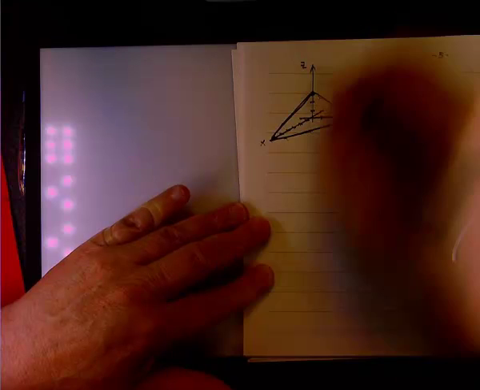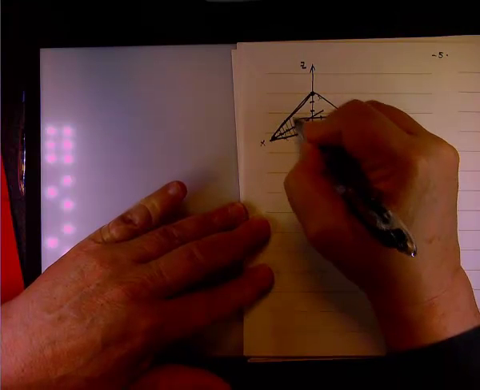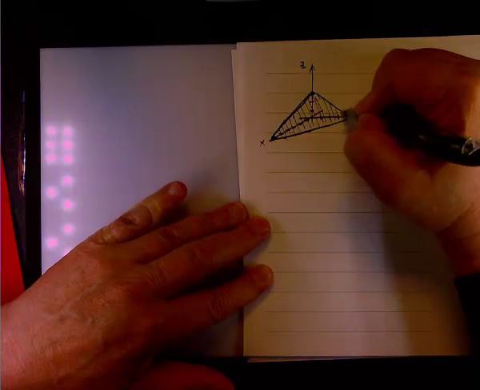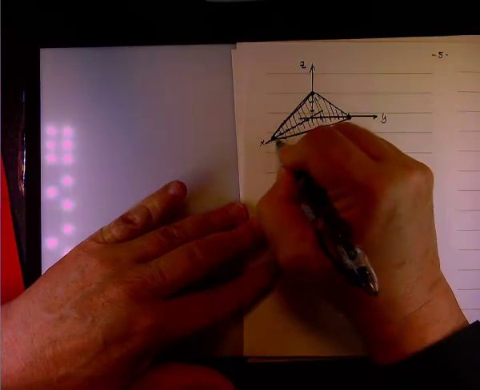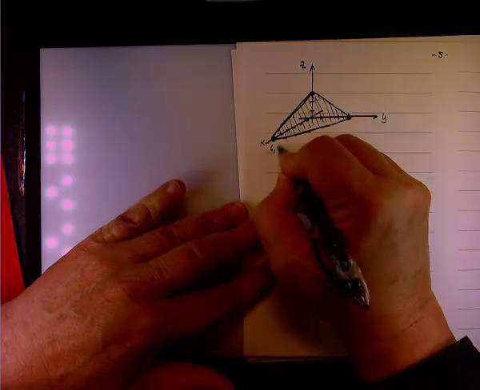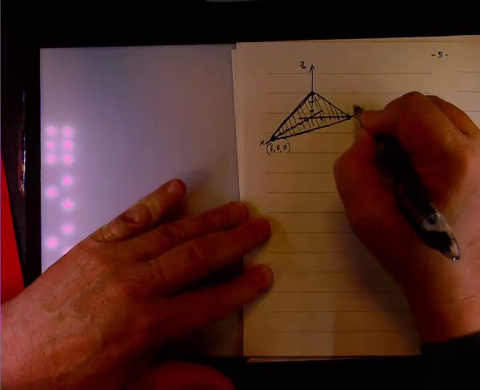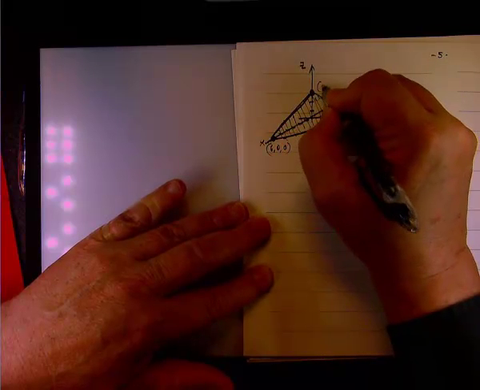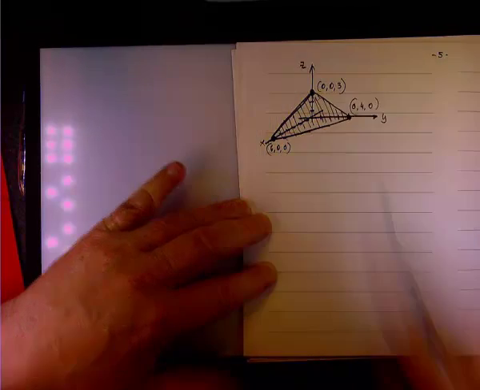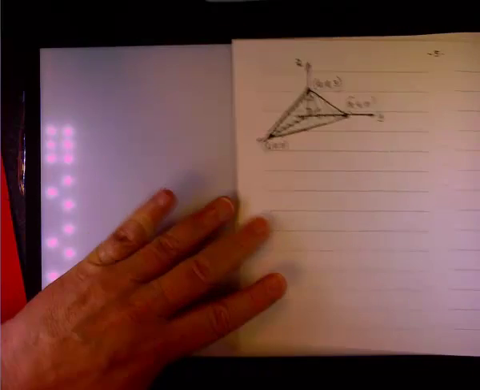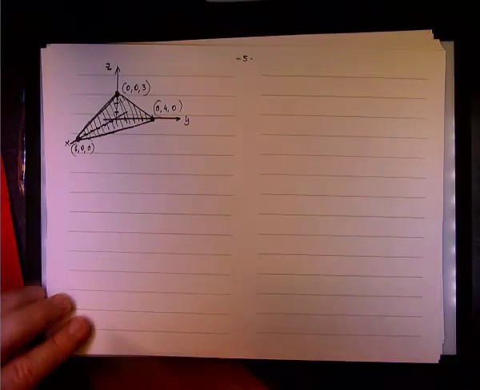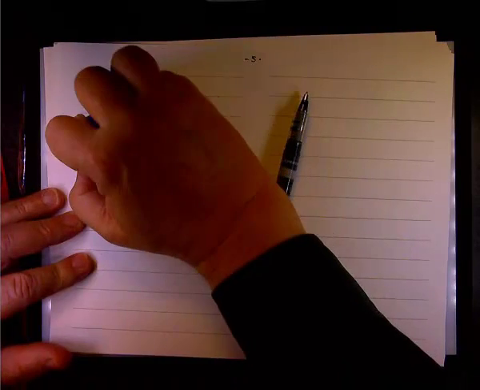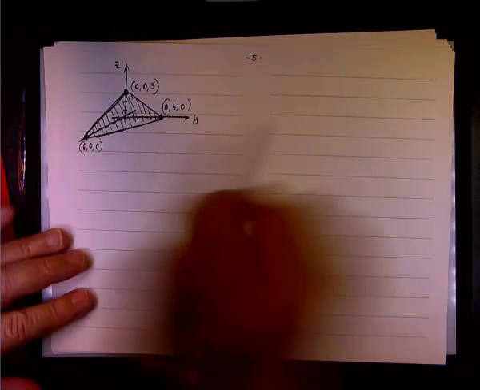Okay, so a plane that's passing through these 3 points will be a good representation, or the triangle, the 3D triangle, will be a good representation of the plane. So the coordinate of this point is (6, 0, 0). This will be (0, 4, 0). And right here we'll have (0, 0, 3), like so.